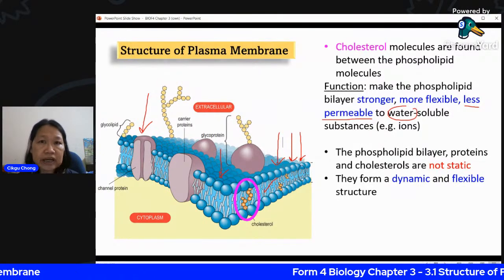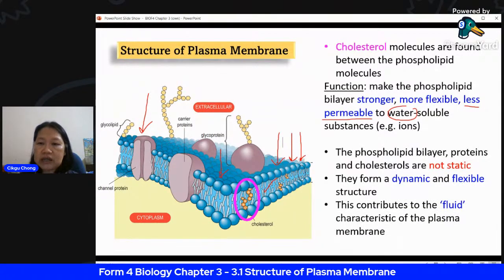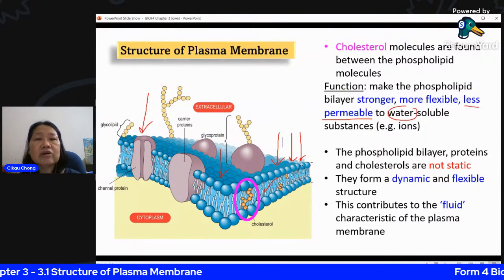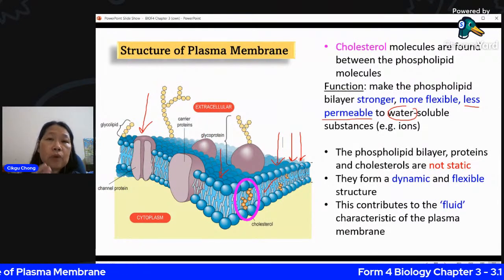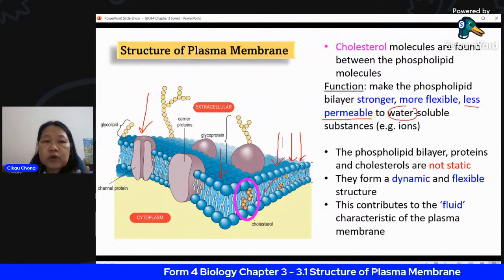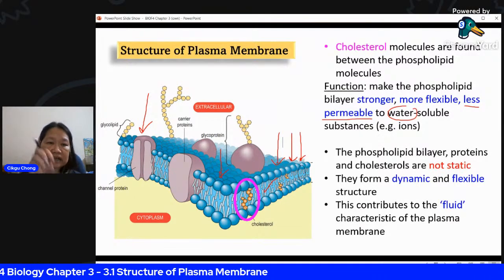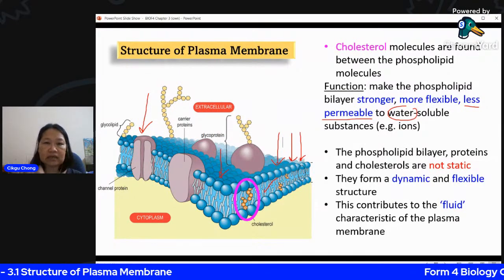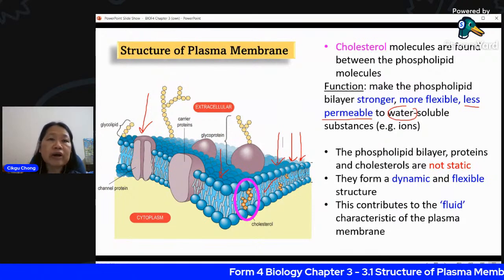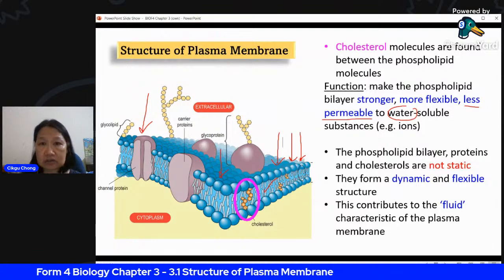After this, I'm going to show an animation to show that they are not static. This contributes to the fluid characteristic of the plasma membrane. That's why we call it the fluid mosaic model. Remember these three magic words: fluid, because they are not fixed and are able to move around; mosaic, like a pattern, with proteins embedded like a jigsaw puzzle; and model. We don't actually see it, but it's a model postulated by Singer and Nicolson.